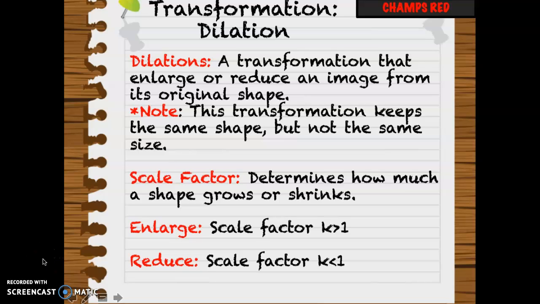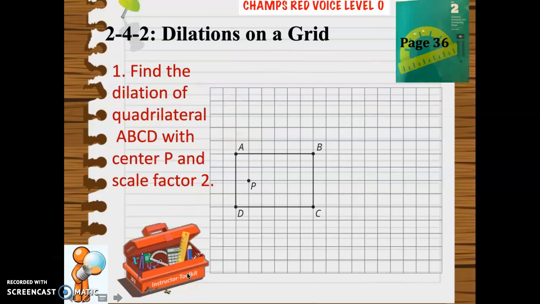Hey, class. This is going to be lesson 4 and 5 combined. It's really just talking about dilations, which is a form of transformations. We're talking about scale factor and how we enlarge or reduce a factor. We started on page 36 and we're asked to find the dilation of a quadrilateral, ABCD.